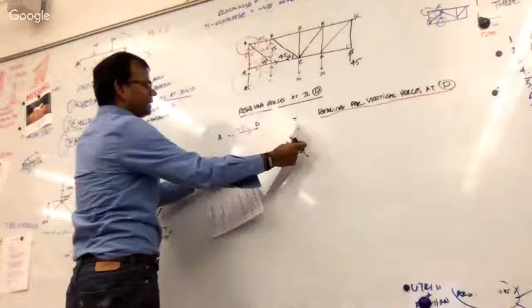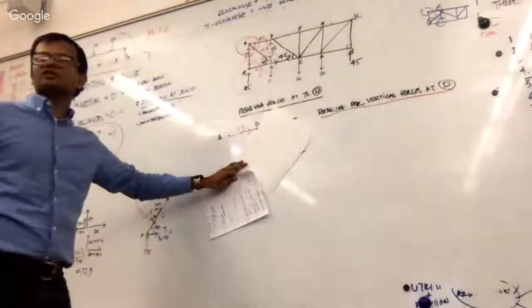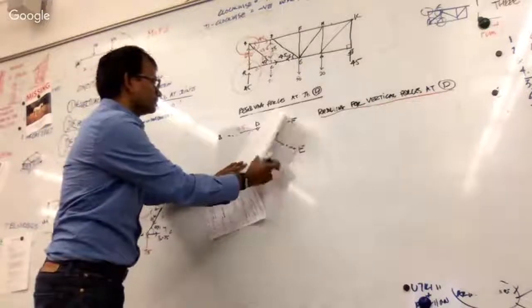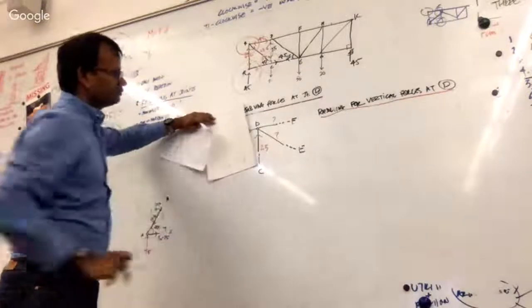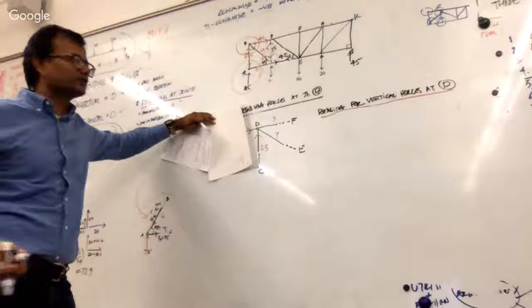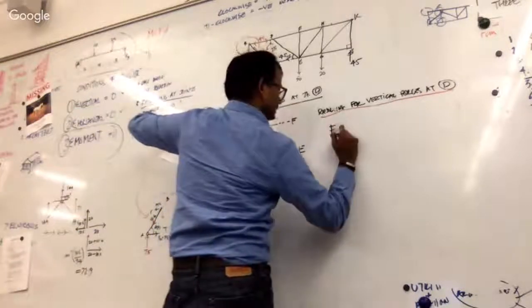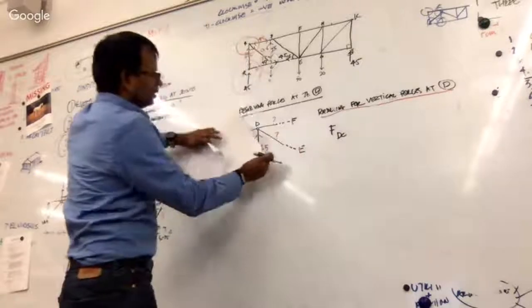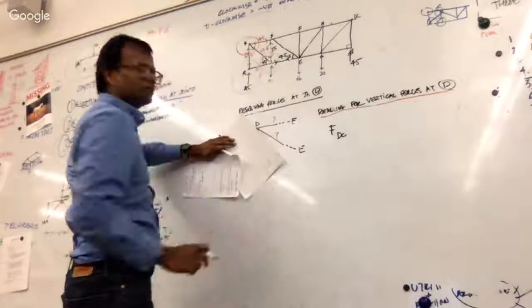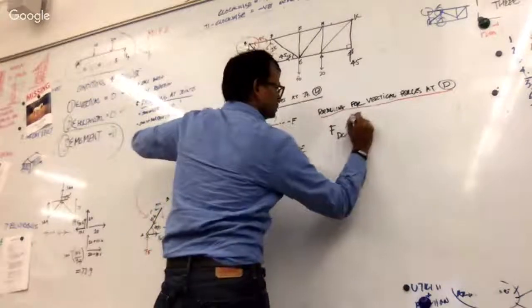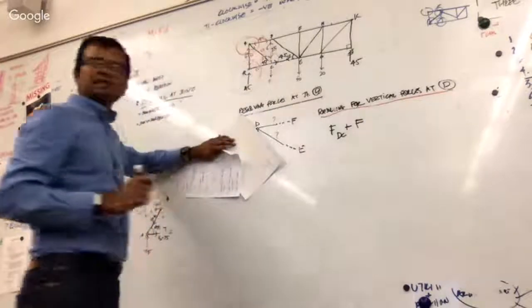Okay, BD. Does it have a vertical component? No, so we don't even need to consider it, right? Does DC have a vertical component? Yes. Absolutely, it's entirely vertical. So FDC. How about DE? Does DE have a vertical component? Yes. And what's the vertical component of DE? FDE, right?